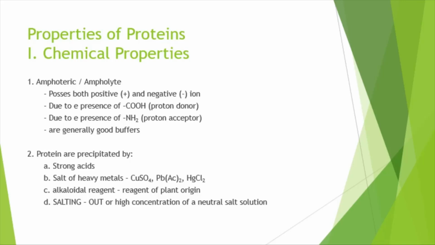Also, your proteins are precipitated by different solutions. We have your strong acid solutions, salts of heavy metals such as your copper sulfate, lead acetate, okay, and we also have your mercury chloride. Also forms precipitate with alkaloidal reagents. So these reagents came from plants. And also we have here the property of salting out, or high concentration of neutral salt solution, because there is a formation of precipitate, okay, because of the high concentration of neutral salt.